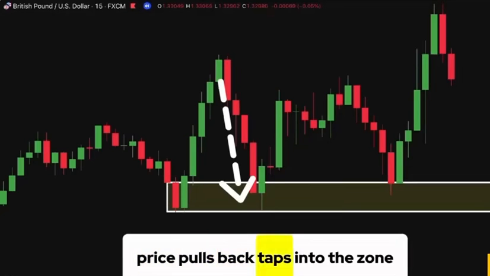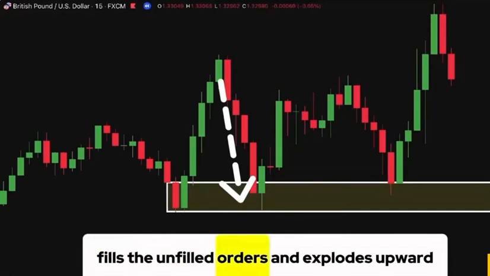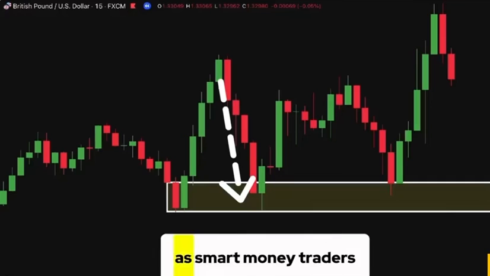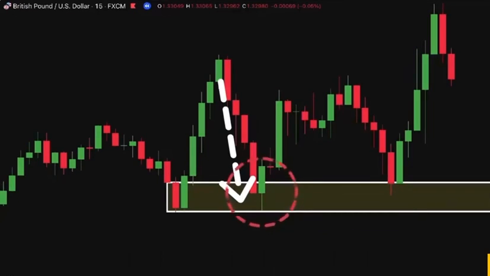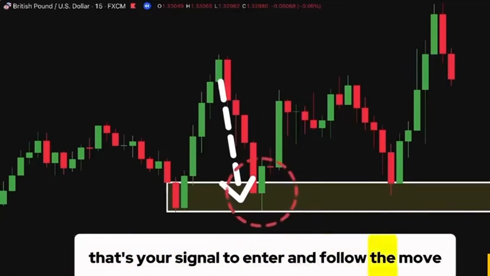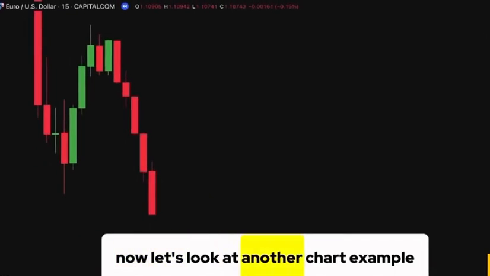Price pulls back, taps into the zone, fills the unfilled orders, and explodes upward. As smart money traders, we wait for confirmation. Like this rejection wick showing buyer interest at the zone. That's your signal to enter and follow the move. Now let's look at another chart example.